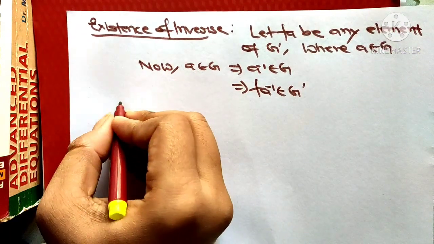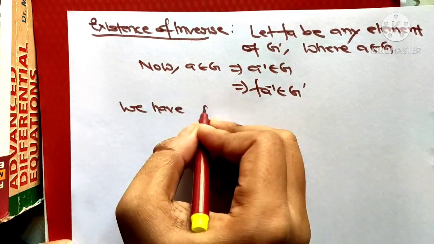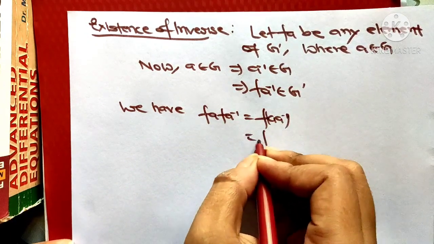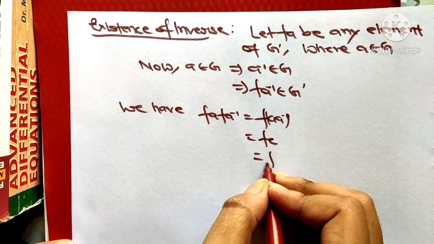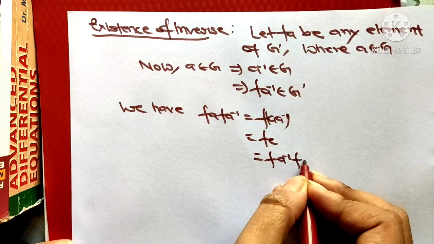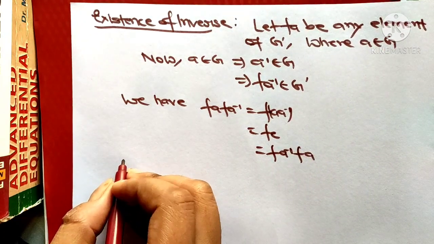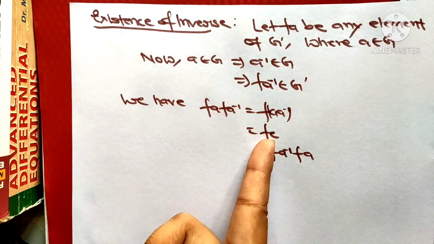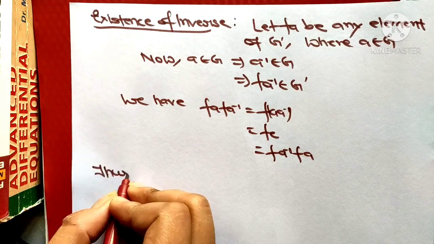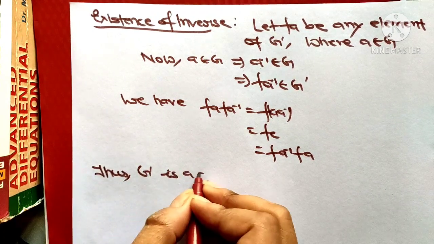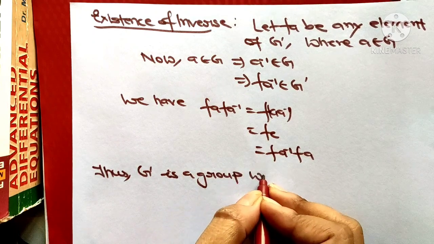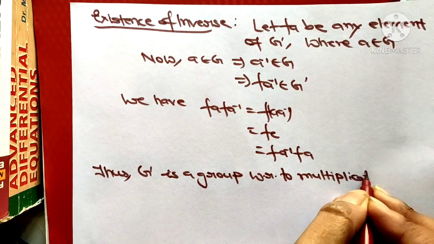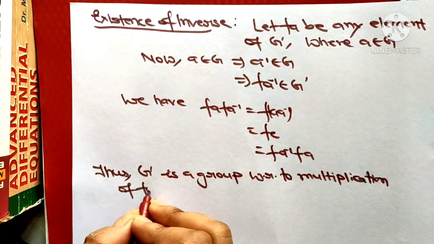We have f of A inverse is equal to f of A inverse. This is f of E, this is f of A inverse, this is f of A. This shows that each element of G dash possesses an inverse. Thus, G dash is a group with respect to multiplication of functions.